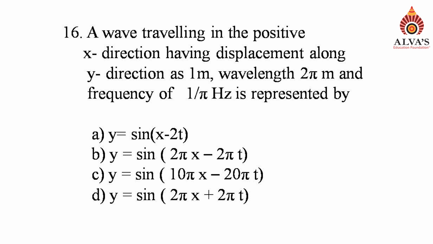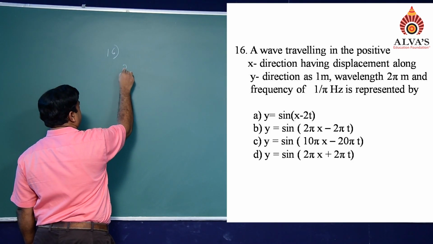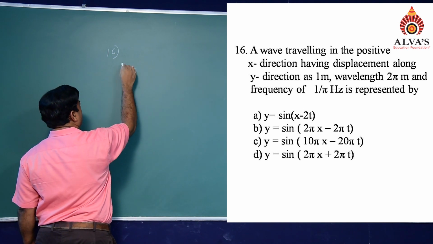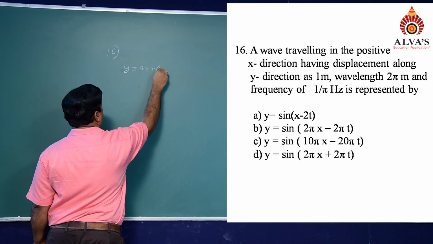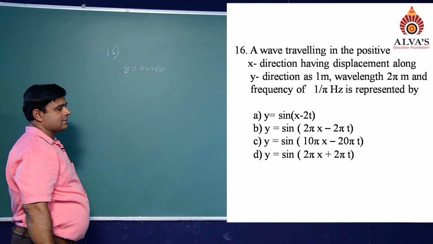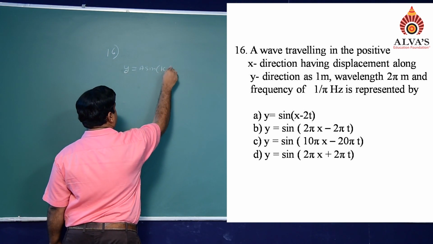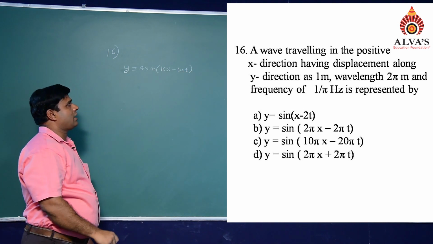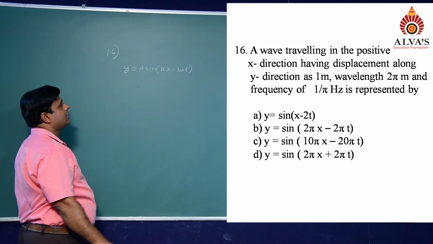A wave traveling in the positive x direction having displacement along y direction as 1 meter, wavelength 2 pi meter, and frequency of 1 by pi hertz is represented by... A wave traveling in the positive x direction is required. Displacement is given, which is equal to 1 meter. A wave traveling in the x direction is given by the formula y equal to a sin(omega t minus kx), or kx minus omega t form is there. So y equal to a sin(kx minus omega t).